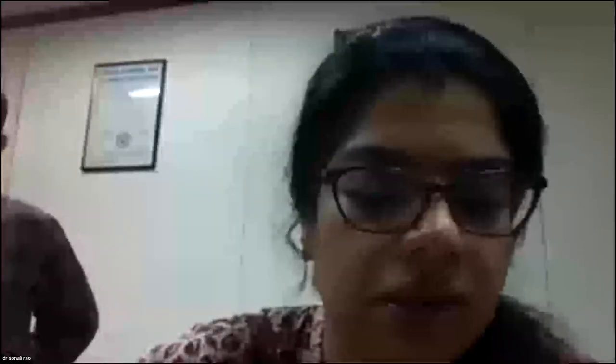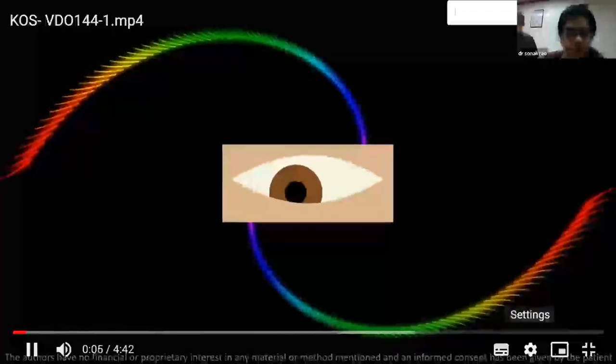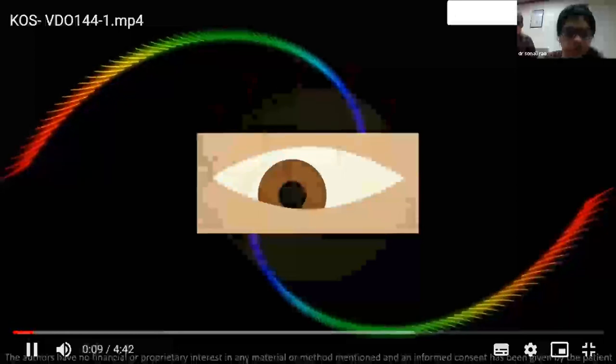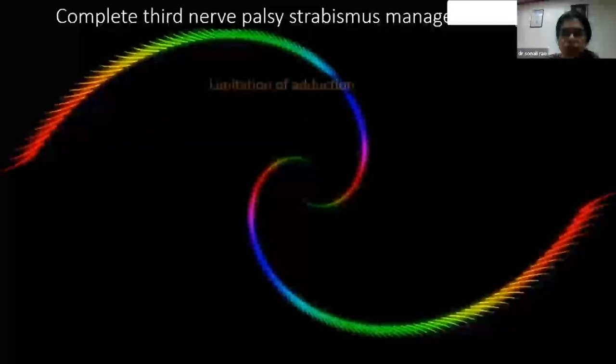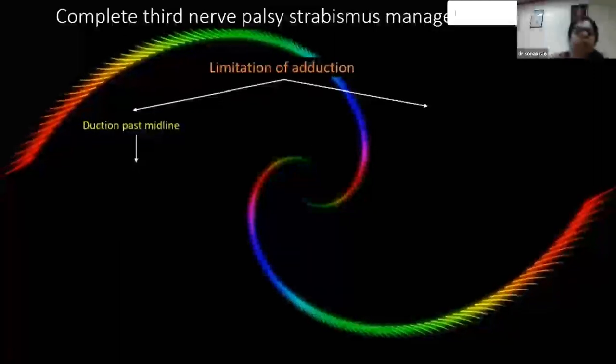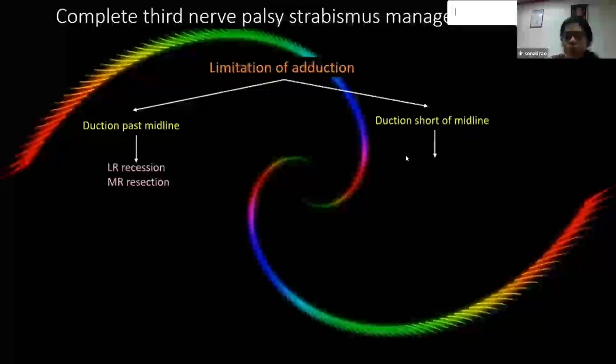Modified Nishida, an innovative approach to tackle third nerve palsy. The surgical correction of exotropia and vertical incompetence in oculomotor nerve palsy is a daunting challenge for a strabismologist. I'll just do that. One second. Is it audible now? Modified Nishida. It's better. The surgical correction of exotropia and vertical incompetence in oculomotor nerve palsy is a daunting challenge for a strabismologist. It varies according to the extraocular muscles involved, where if the limitation of adduction is past midline, lateral rectus recession, medial rectus dissection are useful procedures, whereas adduction short of midline.